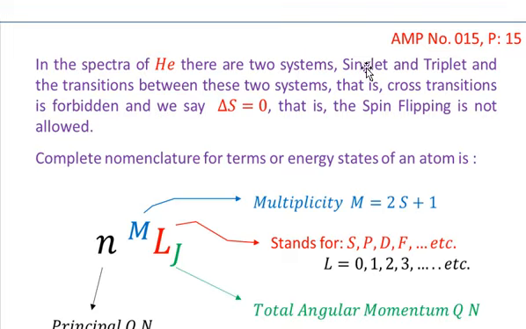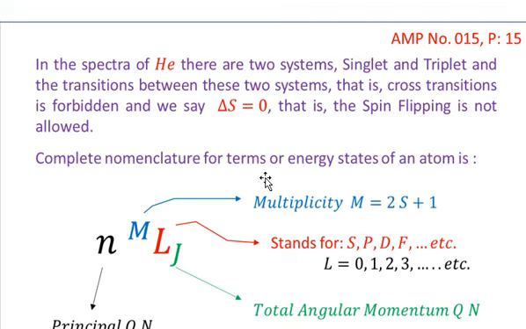That is, the singlet terms can make transitions. So the transition is possible between the singlet terms, for which delta S will be equal to 0, and also the transitions for the triplet terms are allowed within the triplet system, that is, delta S is equal to 0 in both of these systems. But a transition from singlet to triplet or from triplet to singlet will not have delta S equal to 0, because for such a system delta S will be equal to 1.